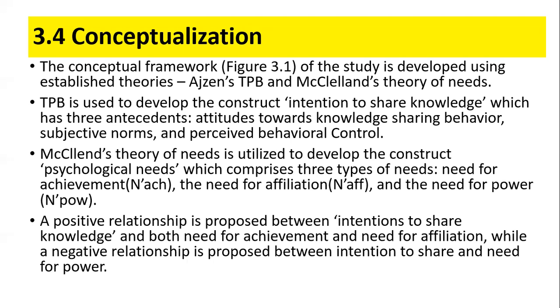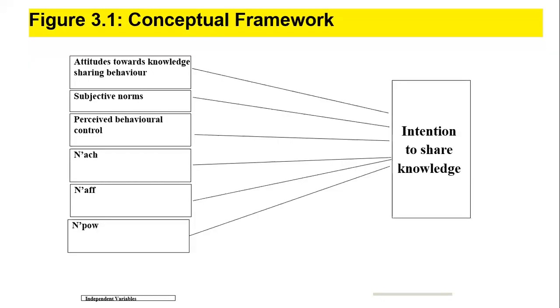The theory of planned behavior discusses the intention to share knowledge. So when we discuss the theory of planned behavior, there are 3 antecedents: attitude towards knowledge sharing behavior, subjective norms, and perceived behavioral control. So this is how you conceptualize. Using the particular theory of planned behavior that discusses the intention to share knowledge, he takes the antecedents of that, right?